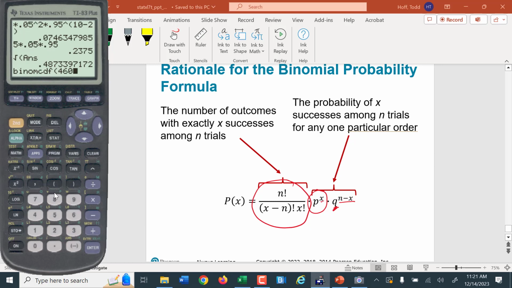So I want the binomial CDF, 460 trials, comma, 0.5 is my probability of success, comma, and I want to know 251 or less. That gives me that same 0.978 probability that we subtract from 1 to get 0.022, which is what we found in our NFL example.